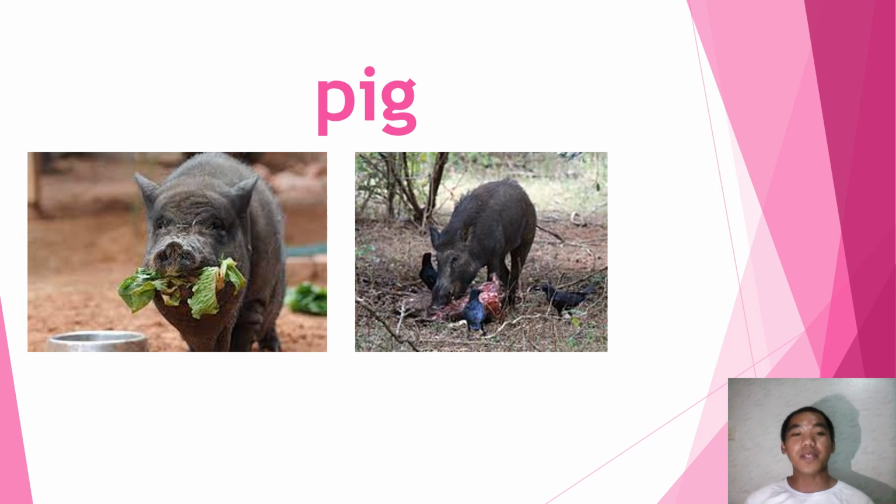Next example is a pig. A pig is considered an omnivore because they eat both plants and animals. They can eat chicken, they can also eat leaves, especially those wild pigs in the mountain, for example. So that's the last example of omnivores.